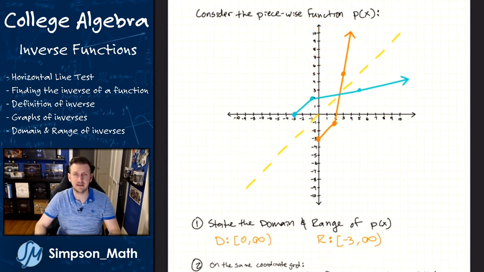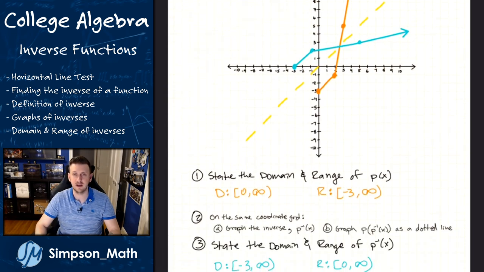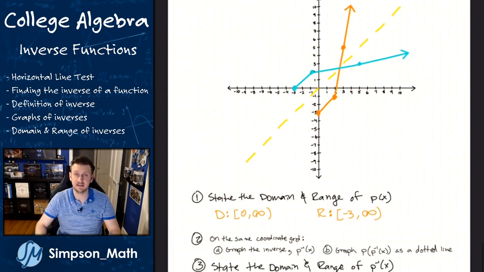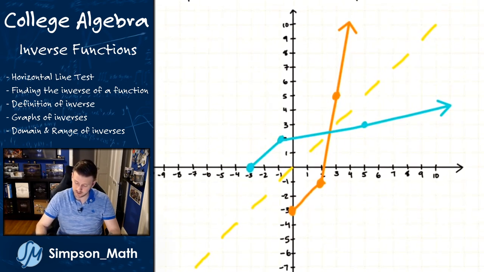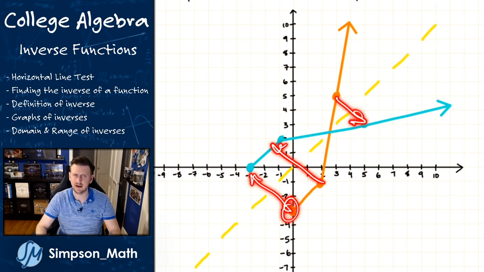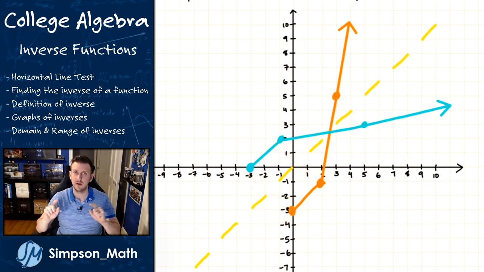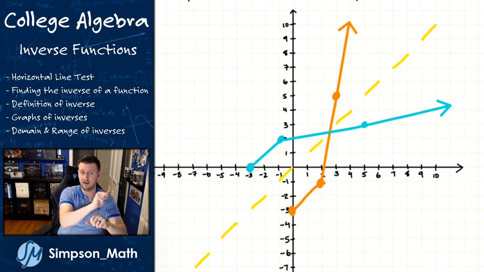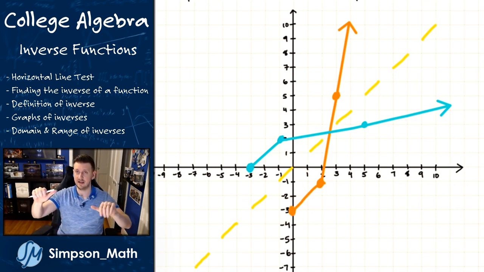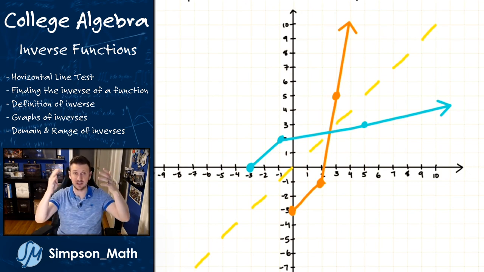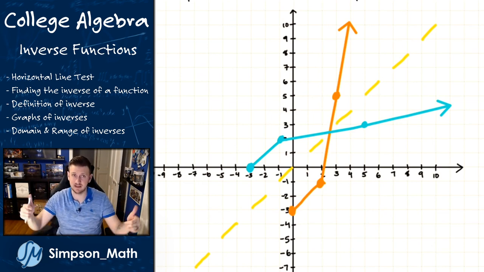Okay, and then on the same coordinate grid, we're to graph the p inverse of x and the dotted line. So literally just take the dots and swap them. Some students freak out about this step. Literally just swap them. If it's a negative, the negative travels with it. Don't leave the negative behind. So if it's a positive negative and you swap places, now it's a negative positive. It's the same number, same signs. They all just swap. And also, they should reflect.